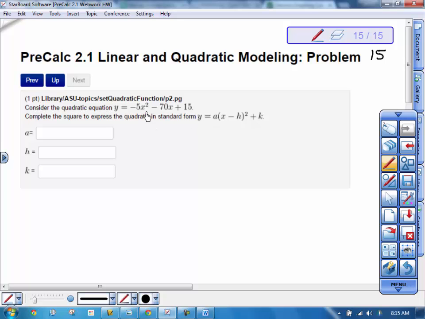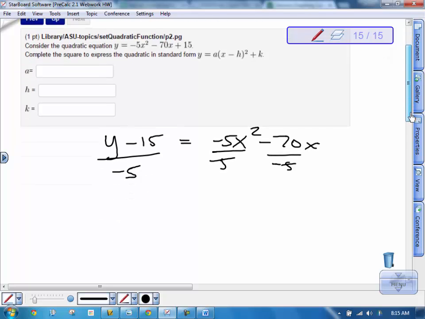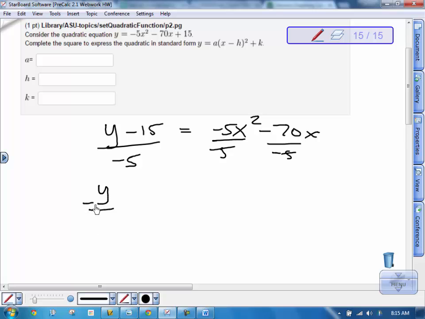I like this format a little better because they set it equal to y for us, and it's a little harder. Complete the square on this one. So I need to get the 15 over to the other side, in which case I have this. Before I add something to both sides to make this a perfect square trinomial, I need to get a to be 1. So I'm going to divide by -5, and I have to divide everything through by -5. So it's -y over 5 plus 3 equals x squared plus 14x.